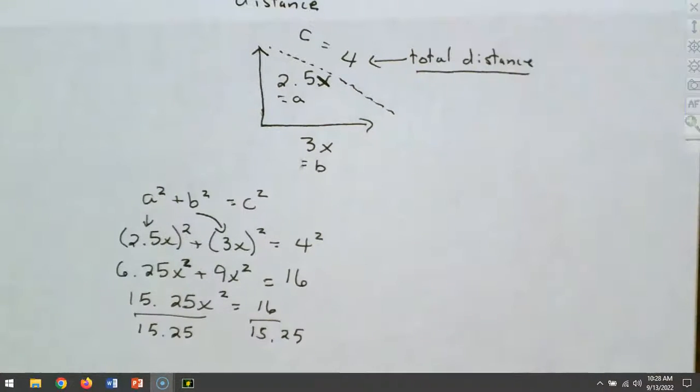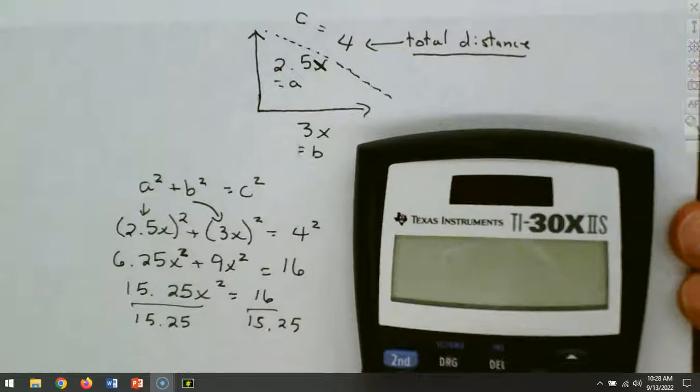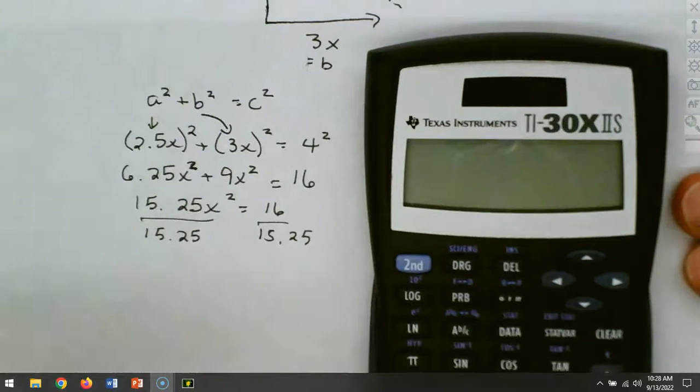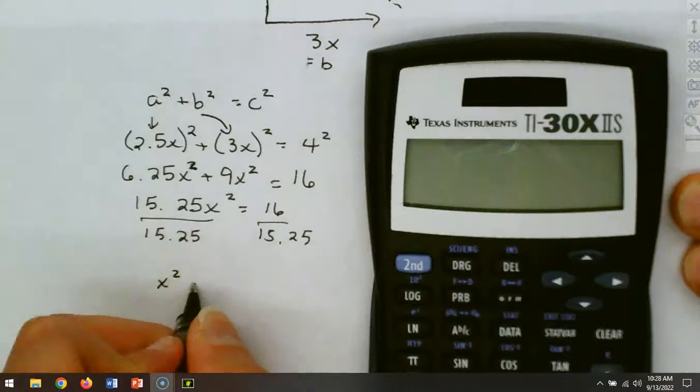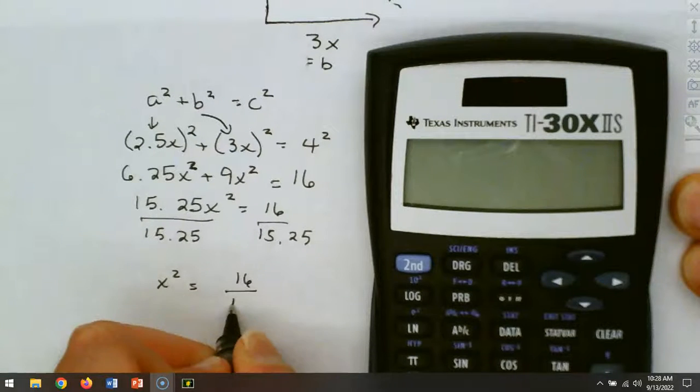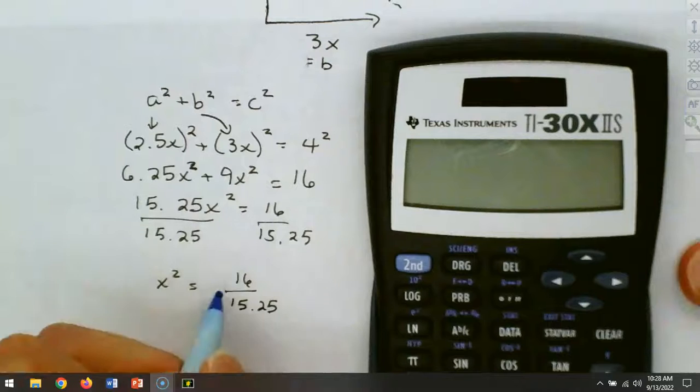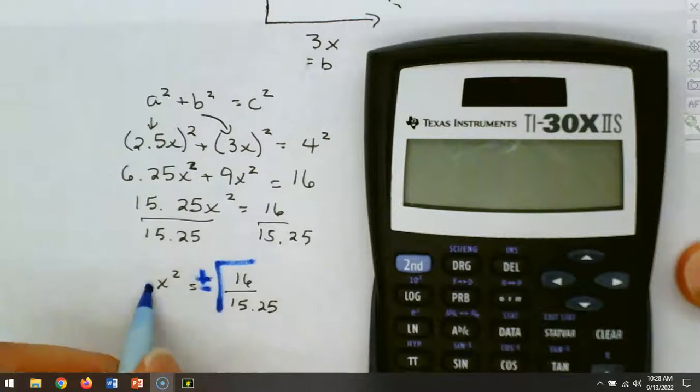I'll use the other calculator here just so we know. This is what most of you have for a calculator or something similar to this. So I'll work it out with this one. Okay, that gives you x squared now equals 16 over 15.25. You're going to take your square root, right, plus or minus.